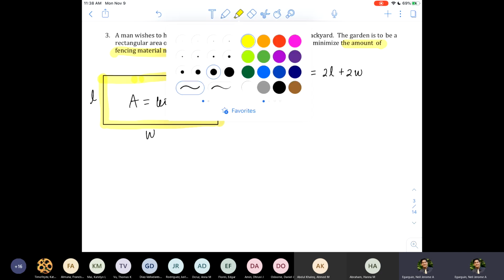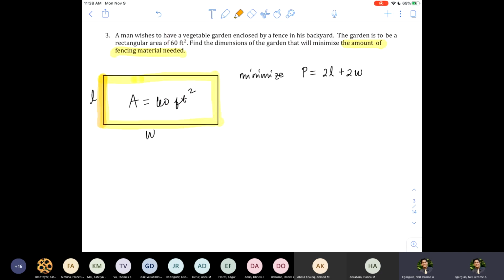So I just need to measure how long this is, which is L plus W plus another L plus another W for a total of 2L plus 2W, right? But again, the objective function we have here is written in 2 variables. So we need to look for a constraint that tells us the relation between these 2 variables.